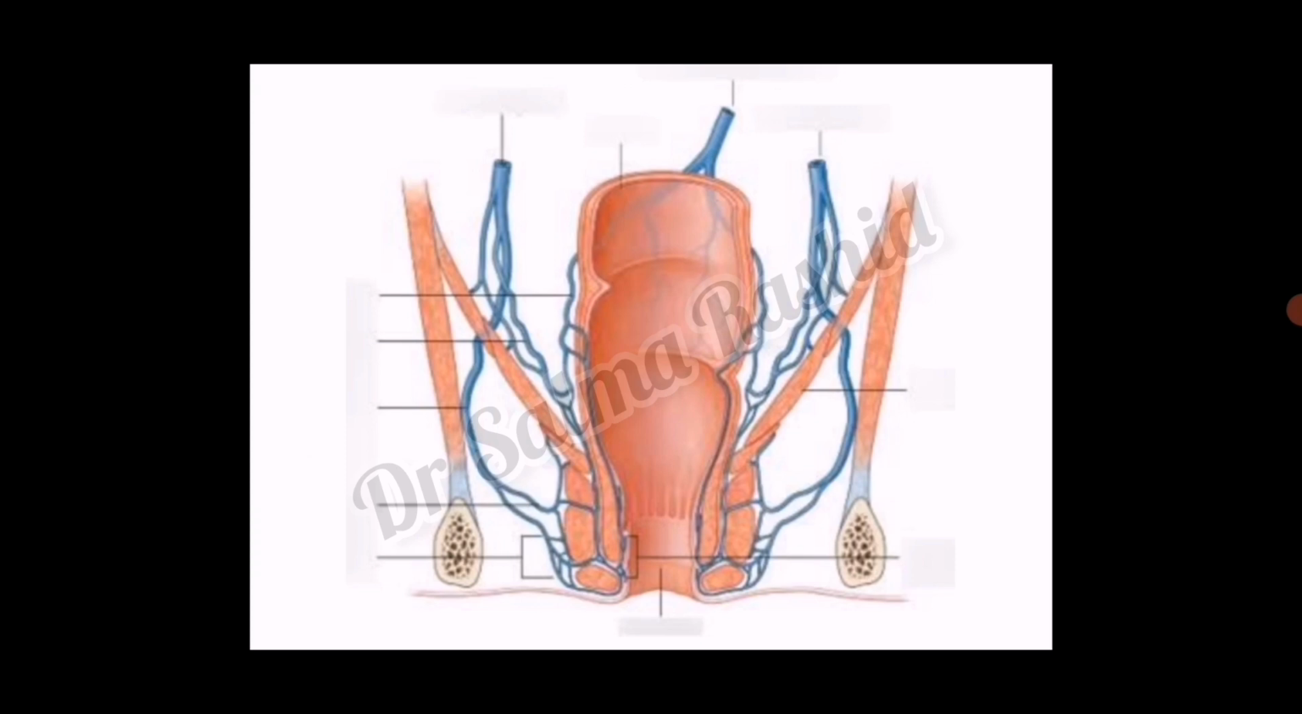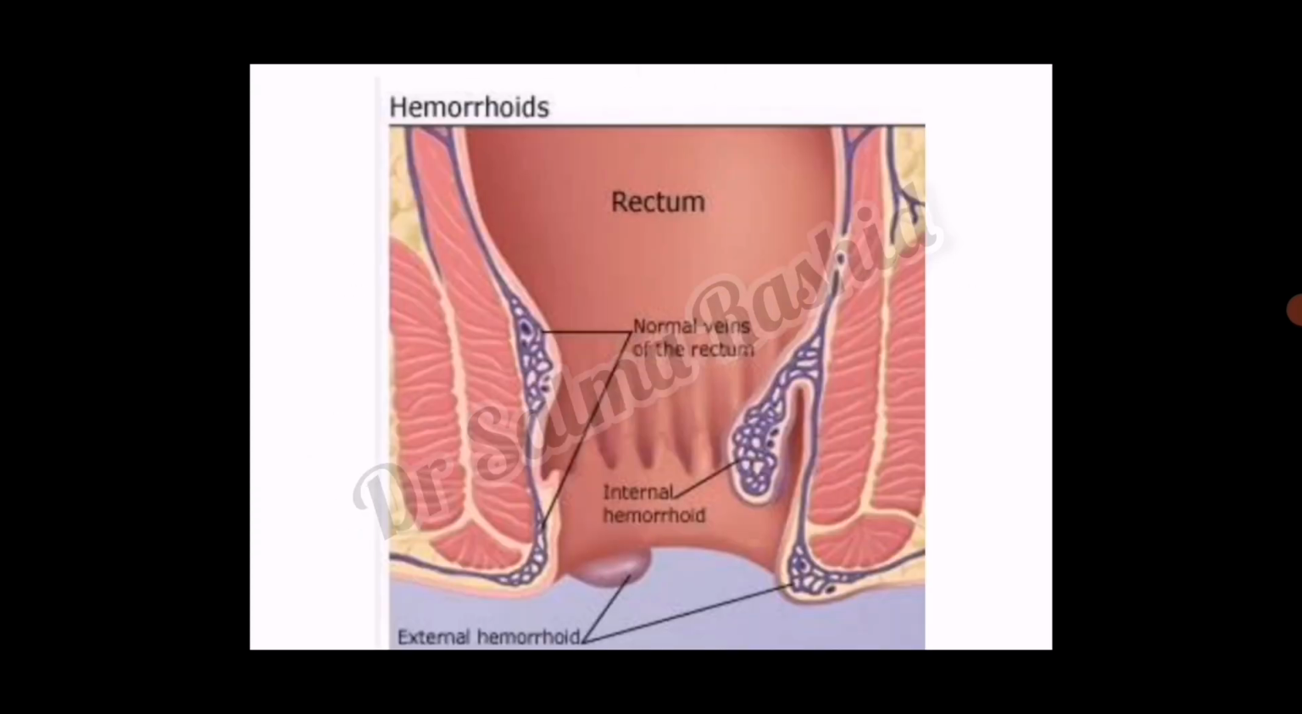These are the external rectal plexus outside the muscular wall, and this is the picture of the internal and external rectal hemorrhoids.